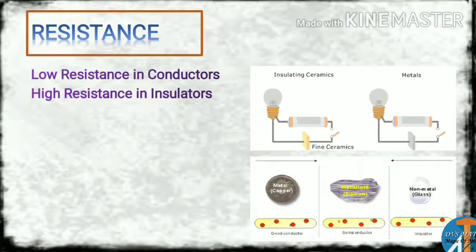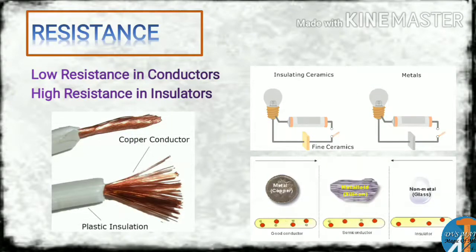So here also you can observe the flow of charges. If we consider metal, see the amount of flow of charges here. But if we go for metalloids or semiconductors, that is silicon or some other, there will be an average. Here high flow of electrons means low resistance. Here medium flow of electrons, so medium resistance. Here non-metal like glass or something else, there is no flow of electrons at all. So you can say it is high resistance.